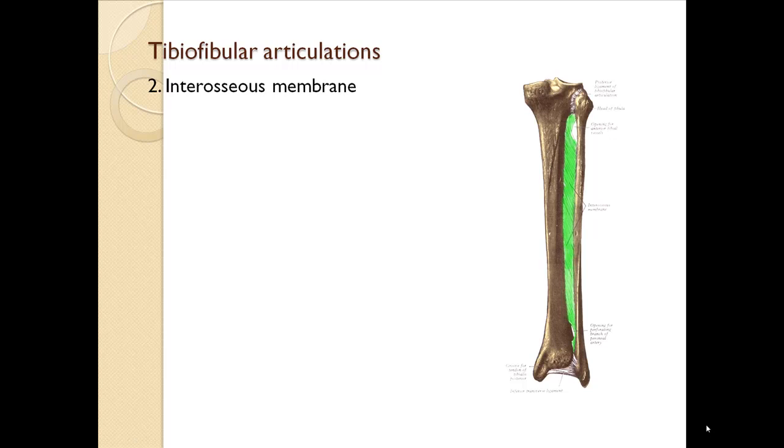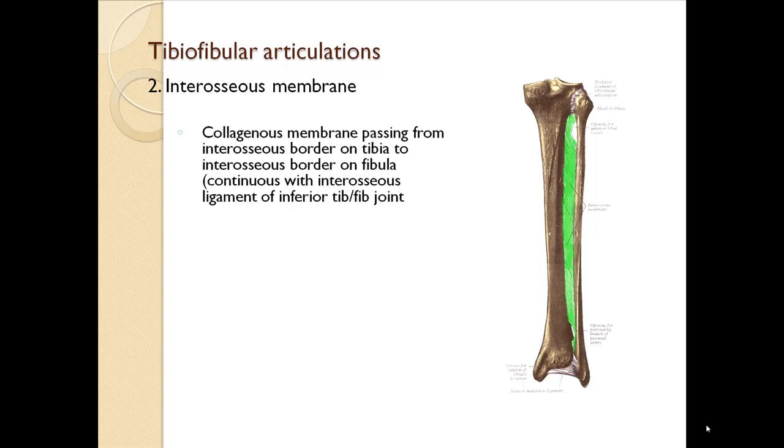Secondly, let us consider the interosseous membrane. The interosseous membrane is a collagenous membrane which passes from the interosseous border on the tibia to the interosseous border on the fibula. It becomes continuous with the interosseous ligament in the inferior tib-fib joint, which we will consider in a moment. As you can see from the diagram, the fibres pass downwards, or inferiorly, and laterally.